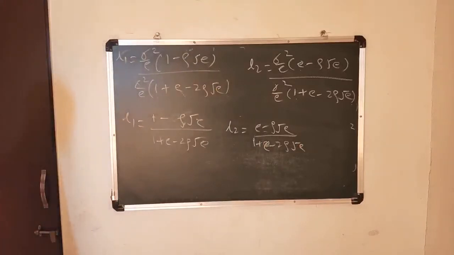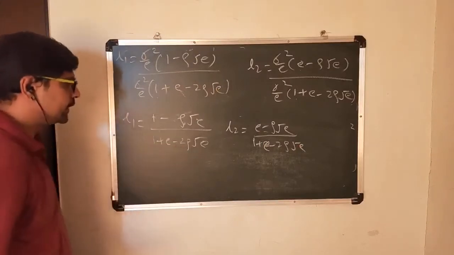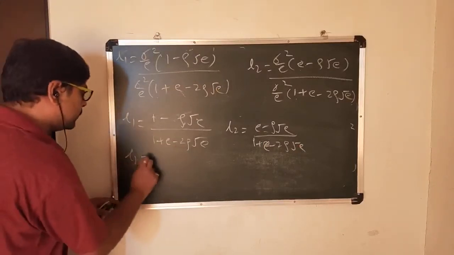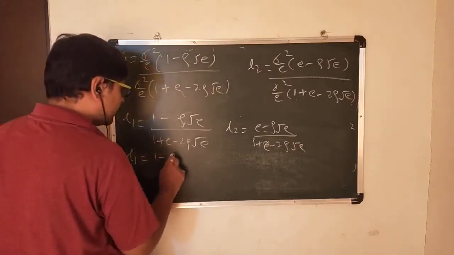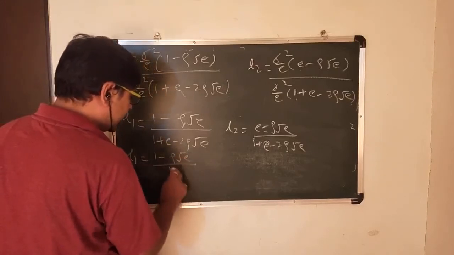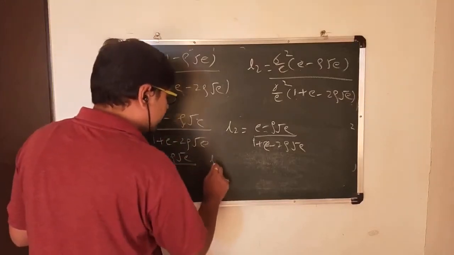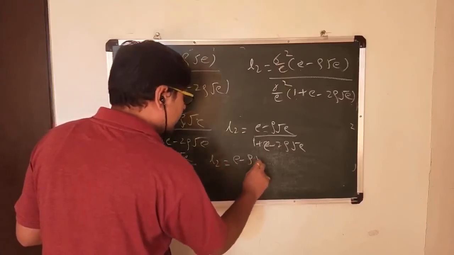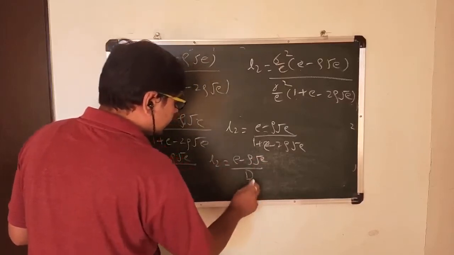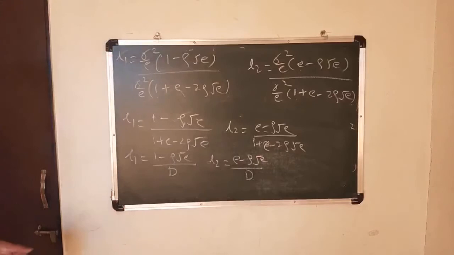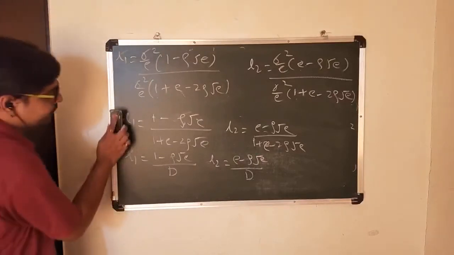Now we will put the denominator as D. So L1 is equal to 1 minus rho root E divided by D, and L2 is E minus rho root E divided by D. So these are the values of L1 and L2.